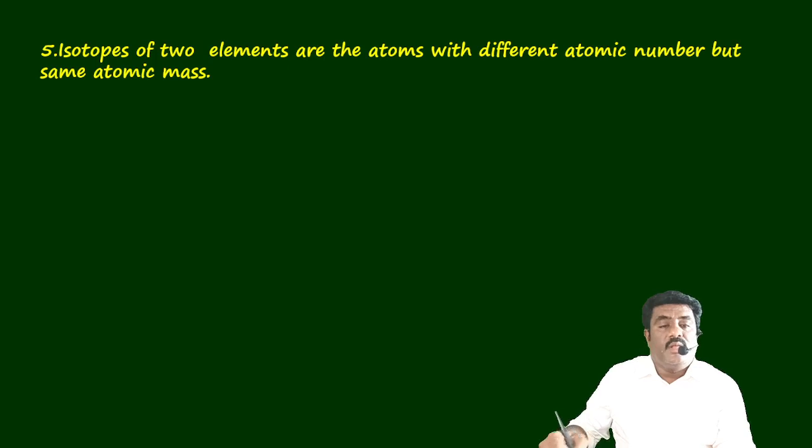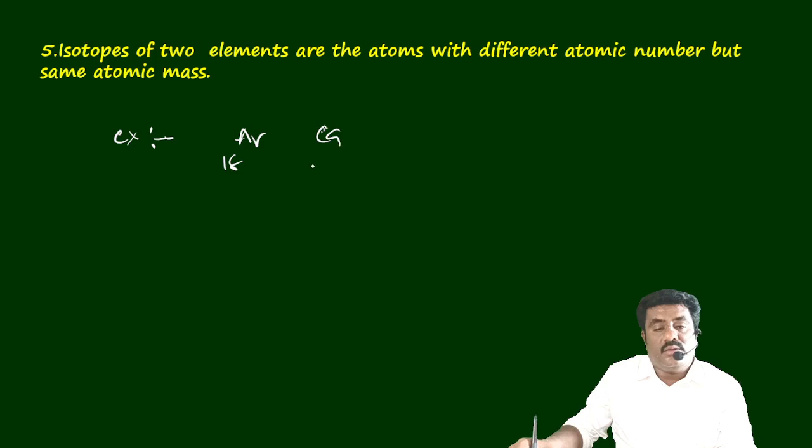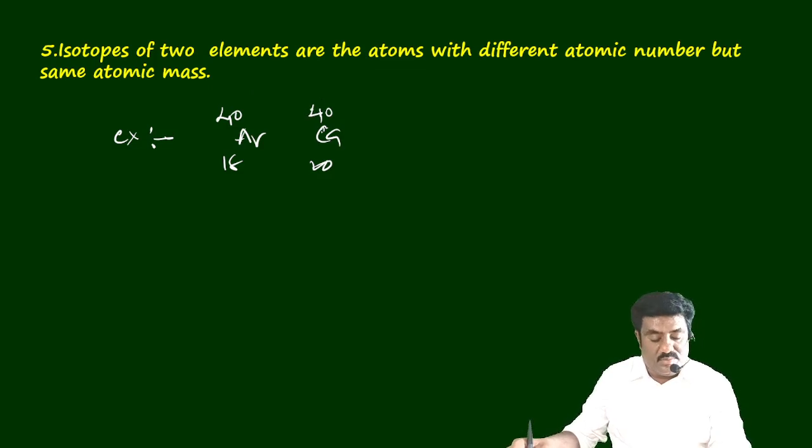Isotones of two elements are the atoms with a different atomic number but the same mass number. Have a look at an example. For example, I am taking argon and calcium. Argon is 18, calcium is 20. What is the mass number? It is 40. It is also 40. So look, the atoms of two elements have a different atomic number but the same mass number. Yes, have a look at the next one.